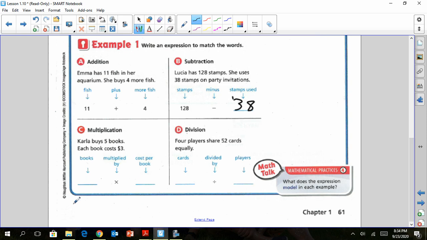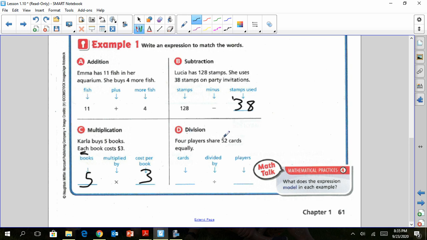Bottom left here, the multiplication expression, Carla buys 5 books. Each book costs $3. Now the word each tells us we're going to multiply. Okay, when we're doing something over and over, like there's 5 books and every single book costs $3, we're going to multiply. So we're going to do 5 times 3, 5 times 3 would be the expression. 5 multiplied by 3 because there are 5 books and we're multiplying each book by $3.